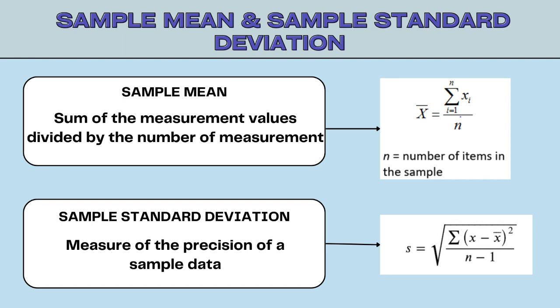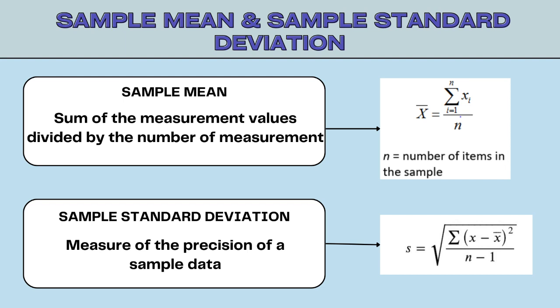So firstly, what is the sample mean? The sample mean is the arithmetic average of a limited sample drawn from the data. It is the sum of the measurement values divided by the number of measurements. As you can see, the formula has been given in the slide.